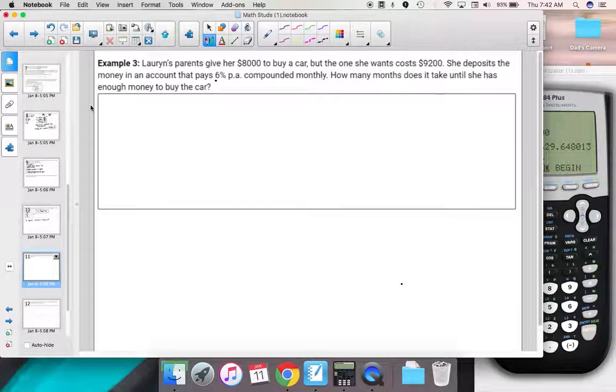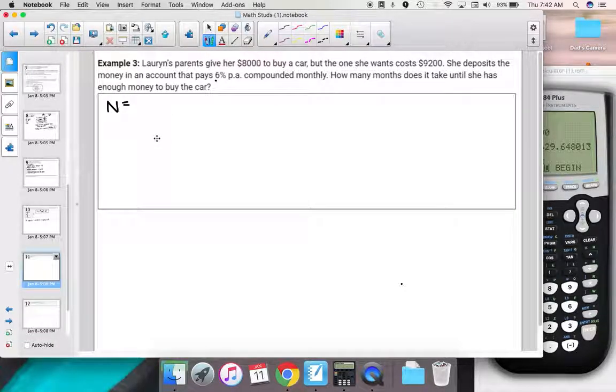So looking at this one, Lauren's parents give her $8,000 to buy a car, but the one she wants costs $9,200, so she's a little short there. She deposits the money in an account that pays 6% per annum compounded monthly. We need to know how many months it will take until she has enough money to buy the car. So let's take a look at what we're going to enter into our calculator here.